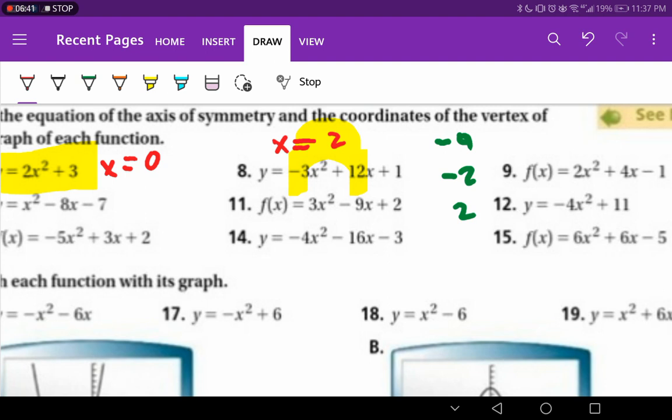Easy, yes? Okay. Let us take number 11. Yes, 11 here.